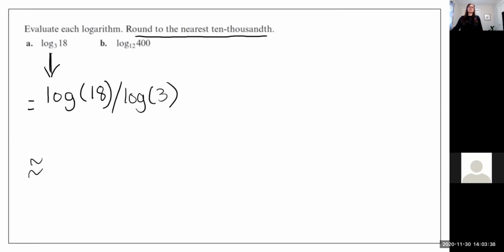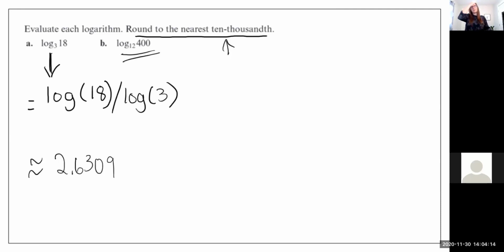So let me know if you've got a decimal approximation of that. 2.6309, and nice you caught that there. Okay, cool. And same thing for that, you're going to go log 400 divided by log 12, or ln 400 over ln 12. It should give you the same thing.